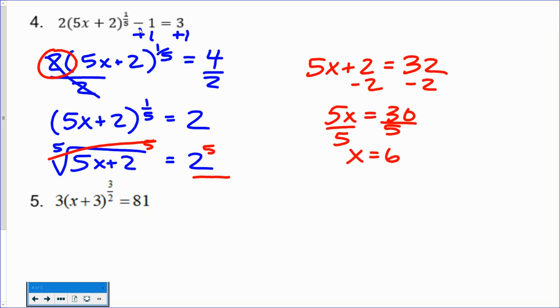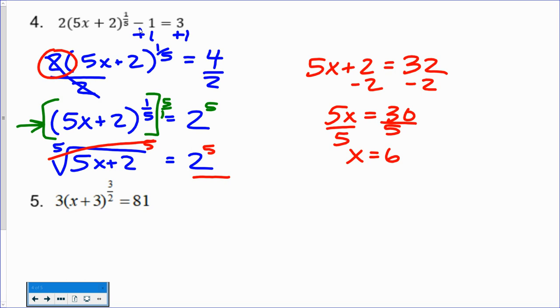So x would be 6. Okay. Something else, if you did not want to change it to the radical form at this point, you can raise it to its reciprocal power, 5 over 1, which is what we did in the radical form. Then I don't have to change it to the radical form and raise it to the fifth power. Okay, so that's up to you.